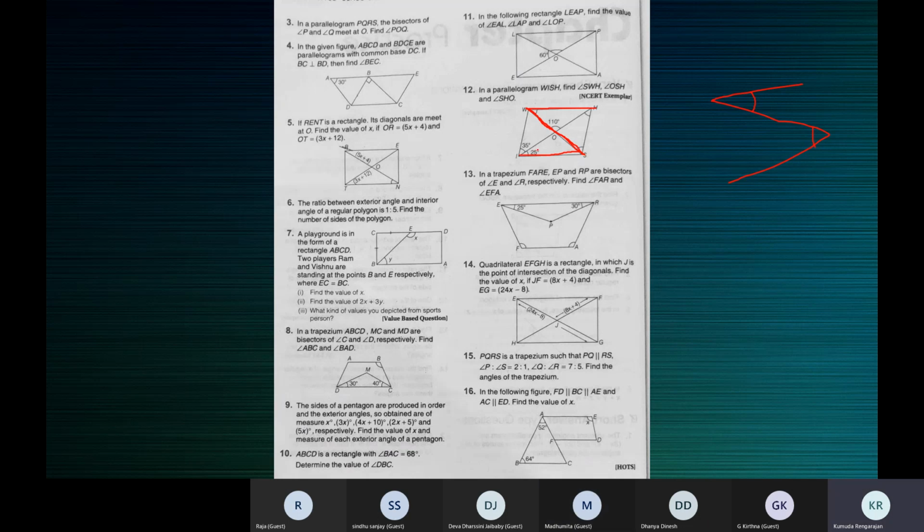See, it's away from the figure. We are talking about this Z. But 35 and 25 are not at all a part of this representation: parallel line, transversal, parallel line. Okay, ma'am, I get it. Children, I want the answer for SWH first.